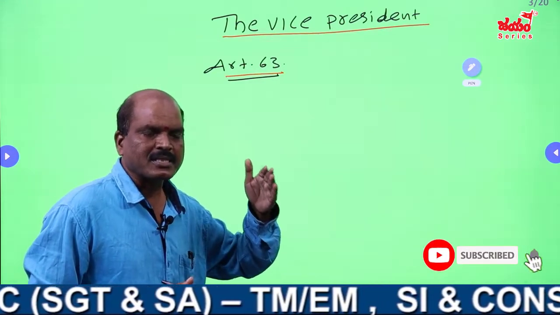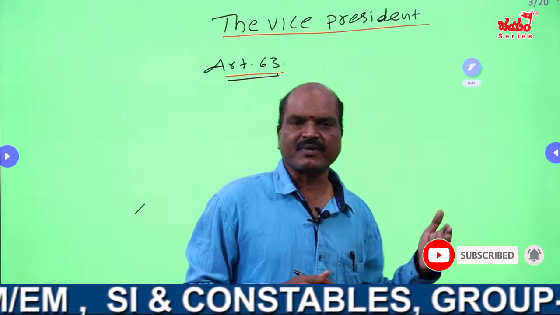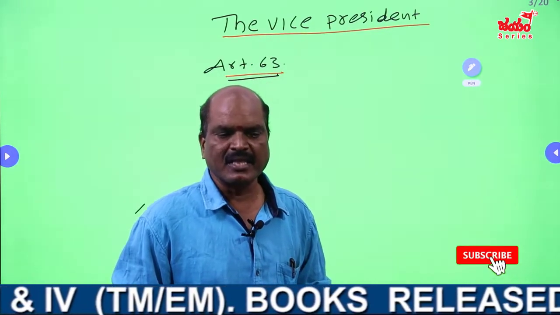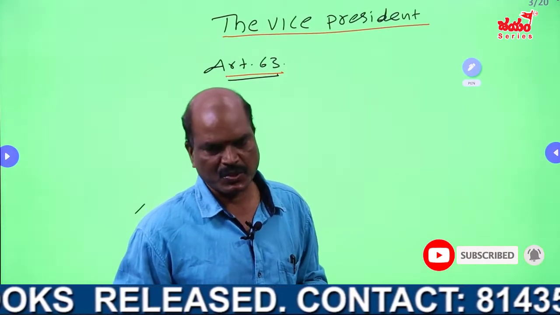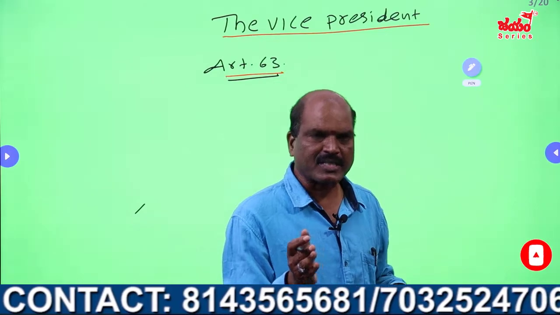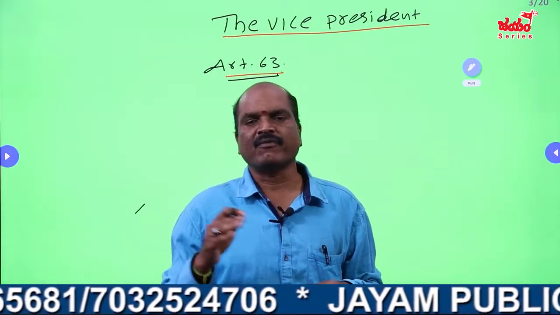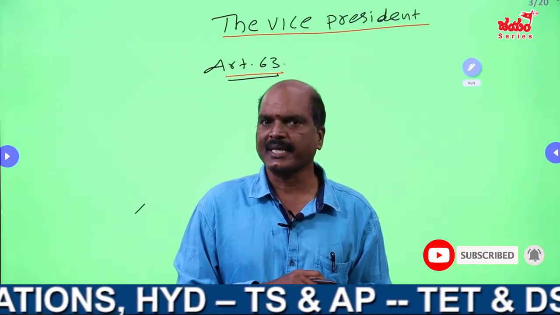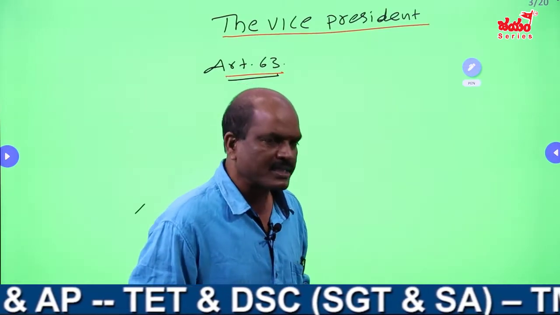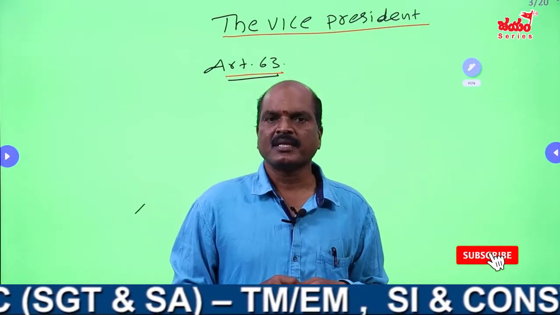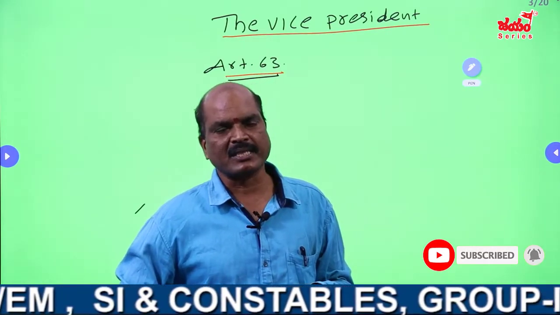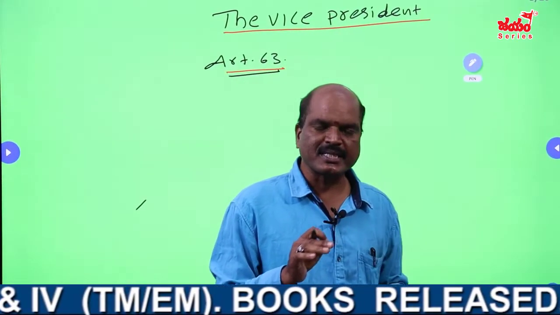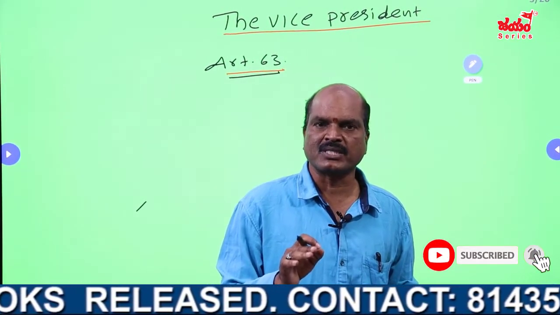Articles 63-70 explain about the Vice President of India in the 5th part of the Constitution. The President articles are in the 5th part and the Vice President articles are in the 5th part, no doubt about it. The first Vice President was S. Radhakrishnan and the present Vice President is M. Venkaiah Naidu. The Vice President is an ex officio chairman of Rajya Sabha.